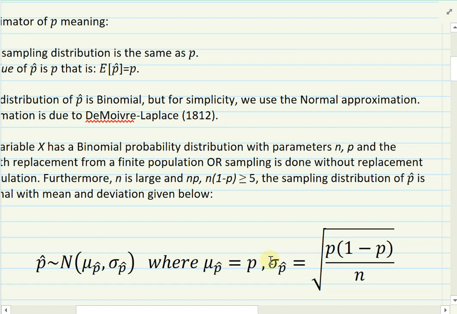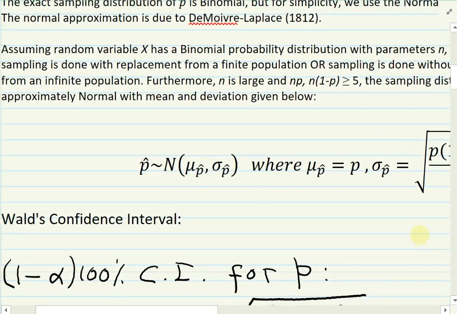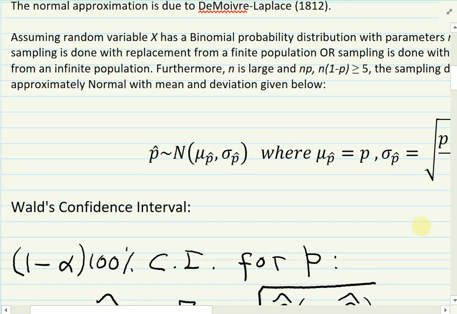And the standard deviation of it, sigma p hat, is given by the square root of p times 1 minus p over n. That's pretty easy. Now, of course, we do this in Minitab, so you don't have to do this by hand, but it's just kind of nice to know a little bit about the theory behind it.